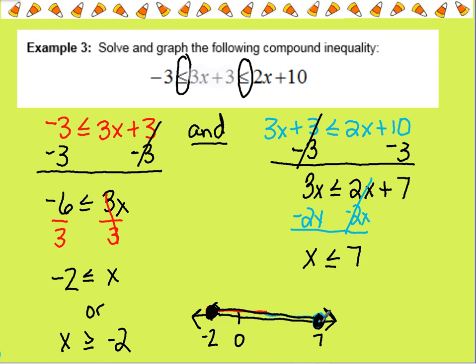Lastly, we rewrite our final answer as a compound statement. So we have -2 on the left, 7 on the right, x is somewhere in the middle. Bring over your signs. It should be the same sign that you have here, and the same sign that you have over here. So we have x can be greater than or equal to -2, and x must be less than or equal to 7. And all of our solutions are represented on our number line.